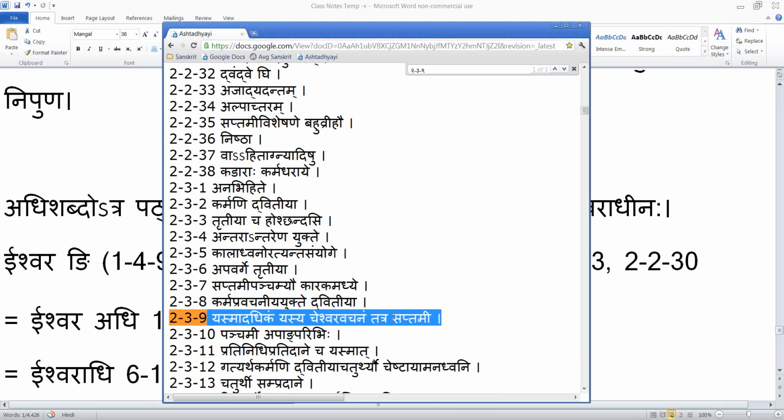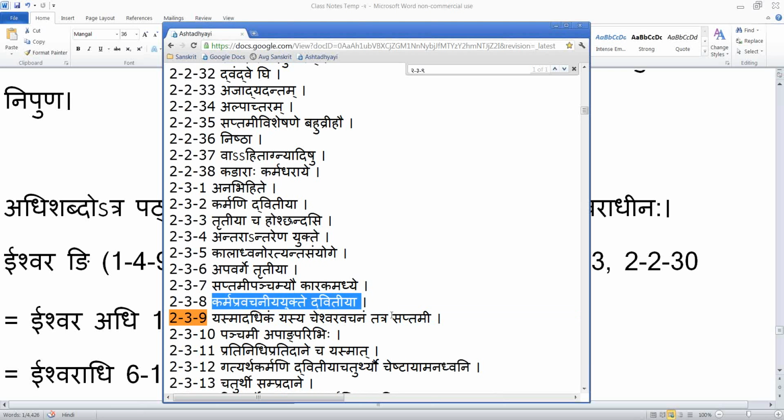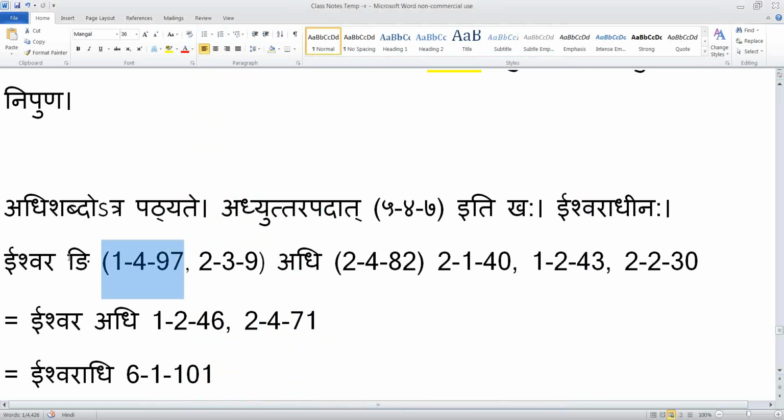Saptami. See, if we didn't have this Sutram, we would be stuck with the Dvitiya from back here. This is the Utsarga: Karma Pravachaniya Yukte Dvitiya. We want Saptami over here, so the Saptami is specific for this Ishwara Vachanam, the 239. So that's how we got this Ni Pratyaya, by this 239. Because the Sutram is Saptami Shaundaihi, the Saptami is Prathamanirdishtam, and it gets the Upasarjana Sanya, Upasarjanam Purvam.